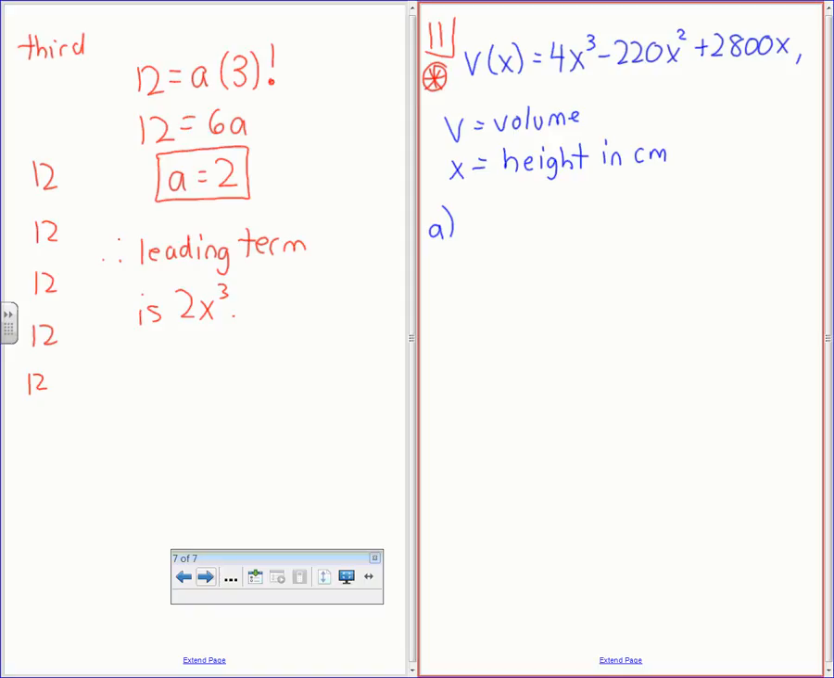You factor out the 4x. And then you find your roots. Good. So what we're going to say is, to graph this, use your roots and the end behavior.